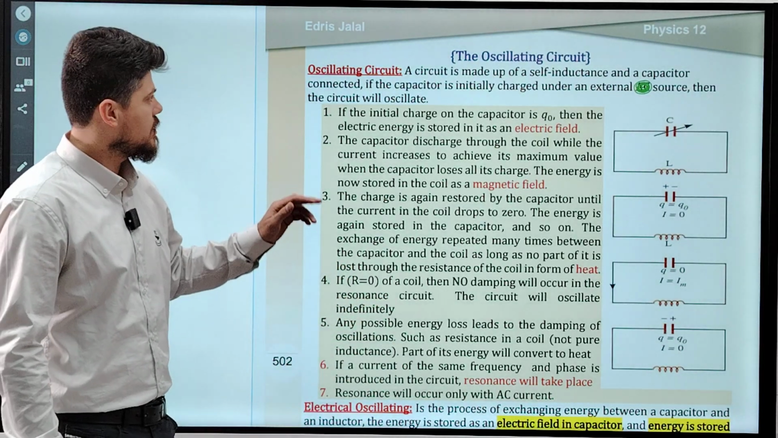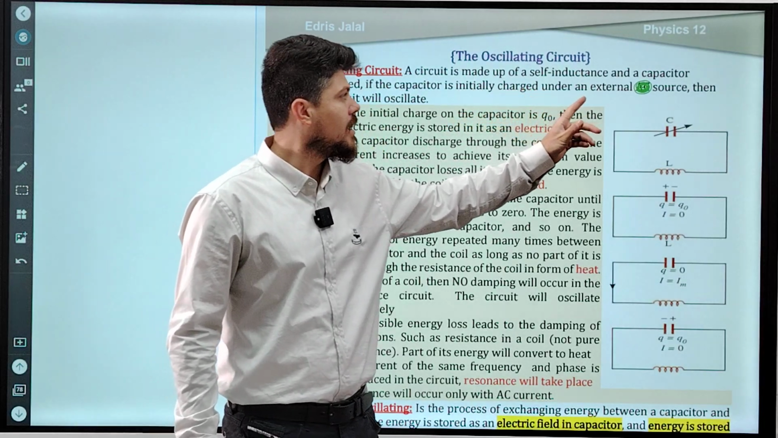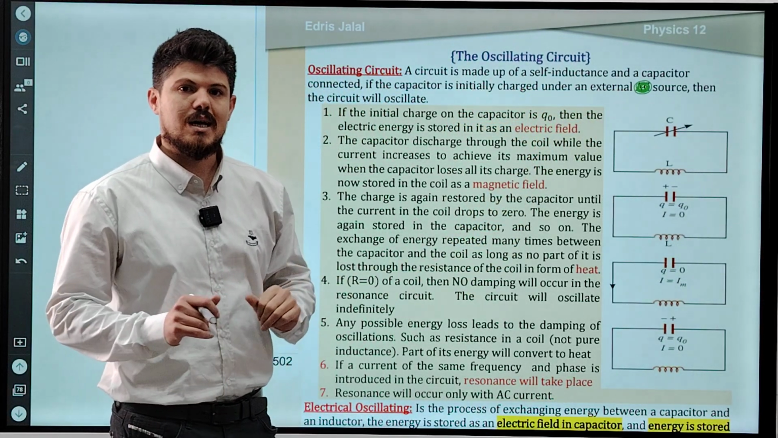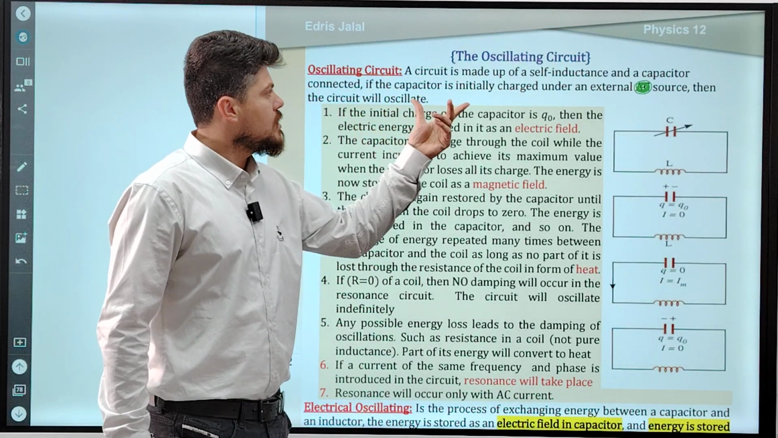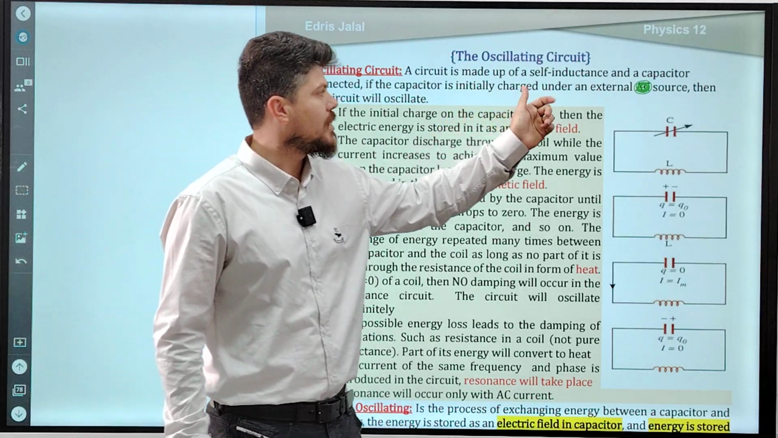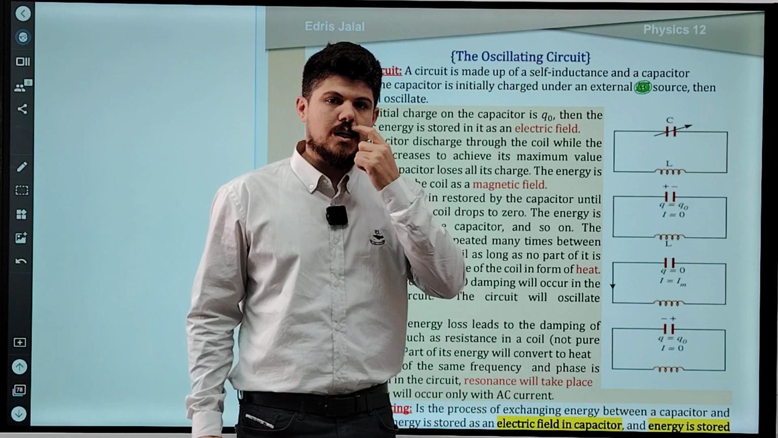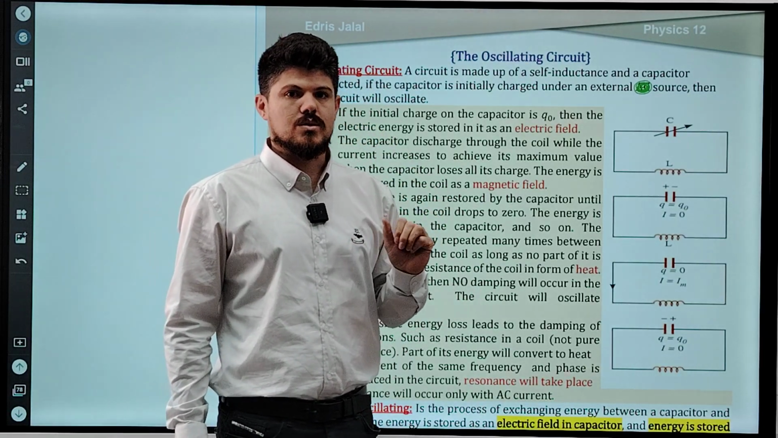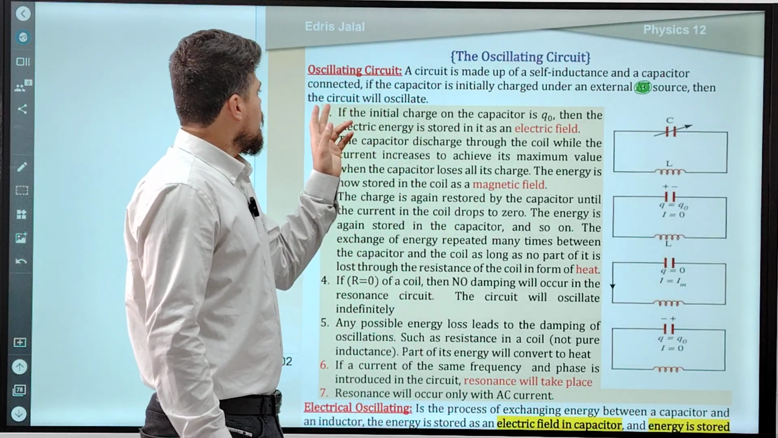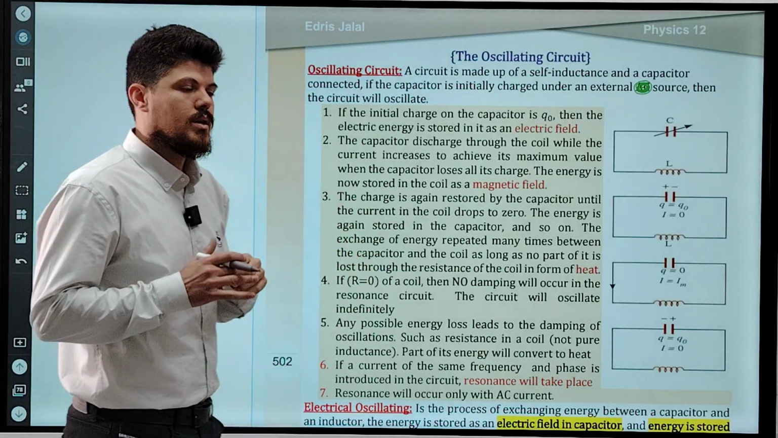What is an oscillating circuit? It is a circuit made up of a coil of inductance and a capacitor, without resistance, connected. If the capacitor is initially charged under an external DC source, not an AC source, then the circuit will oscillate. So how does this occur?